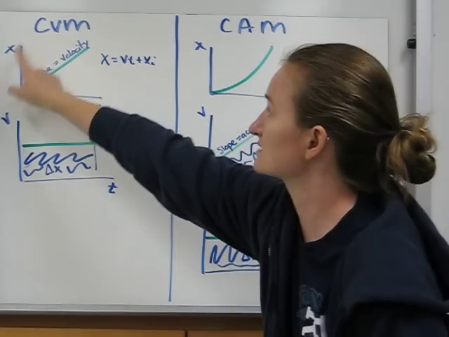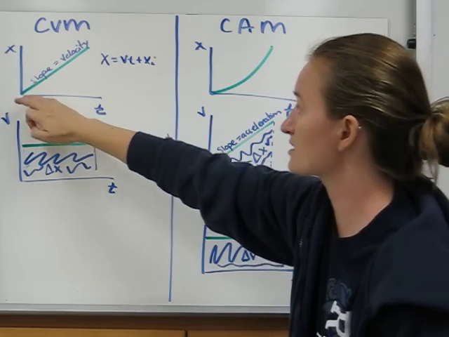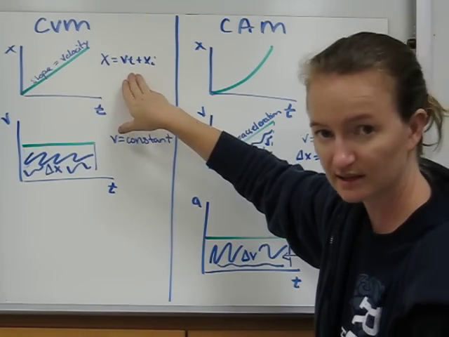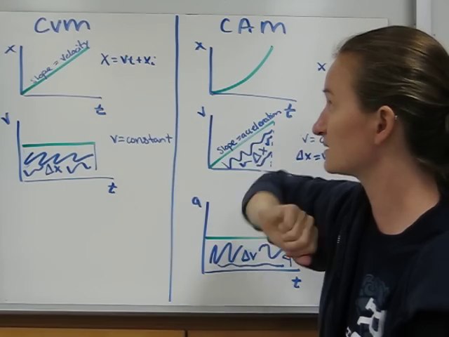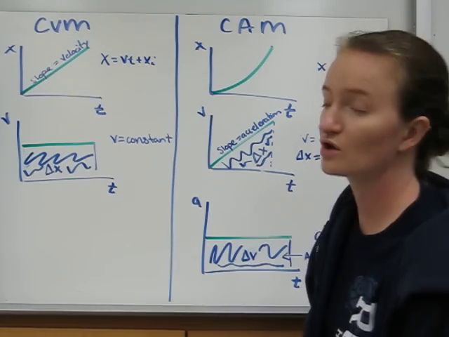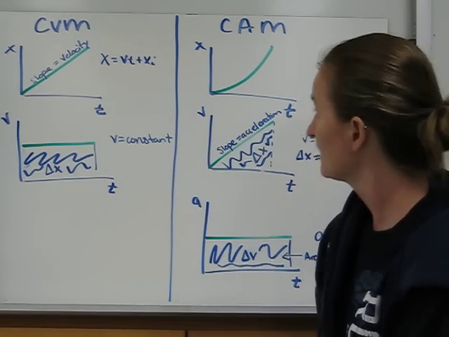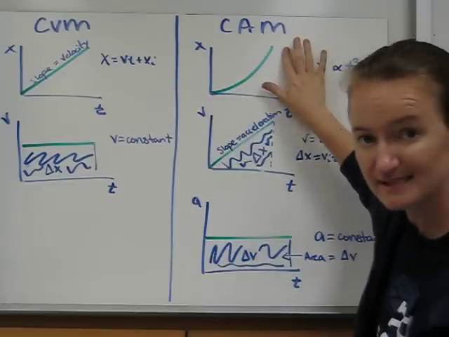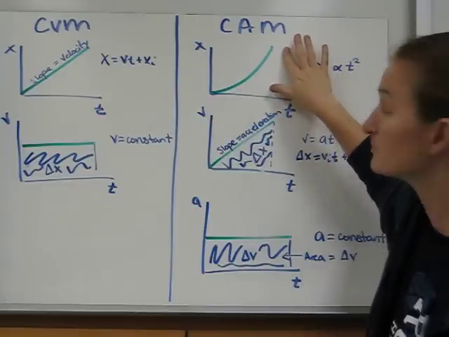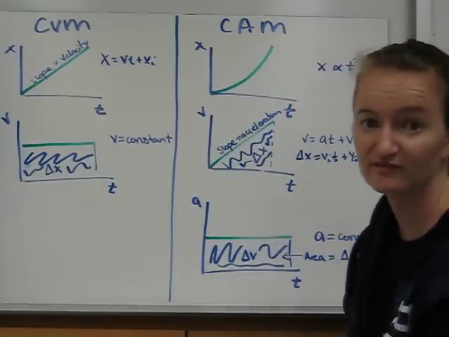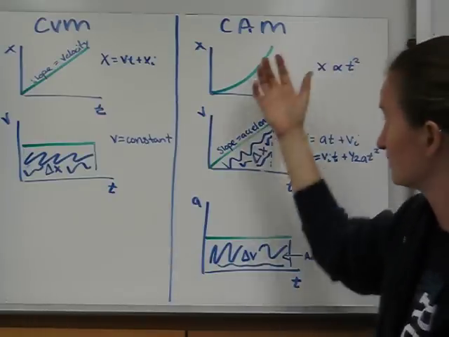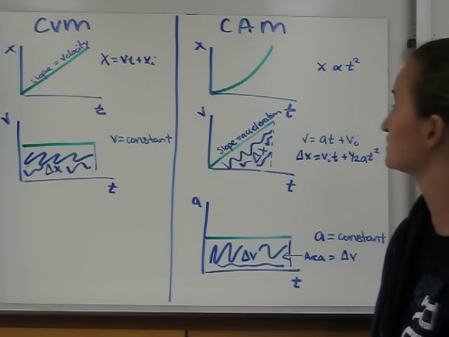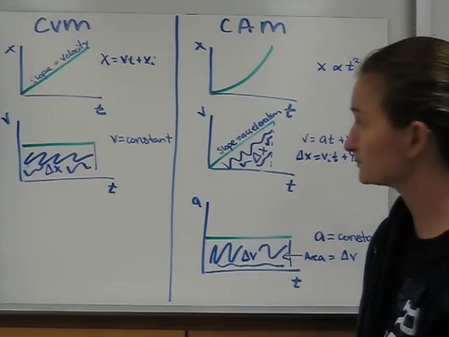Previously in a constant velocity model, we had that on a position versus time graph, it was a direct linear relationship, so we could use our y equals mx plus b, and we knew that the slope of this line was a velocity. Now we have a curve. The slope of the curve still represents the velocity, but we have to use a tangent line to find the slope at different points. And we know that the position is related to the time squared.